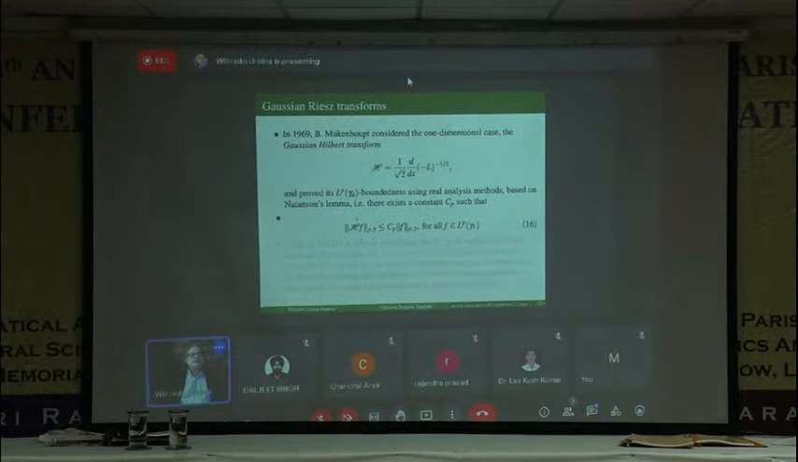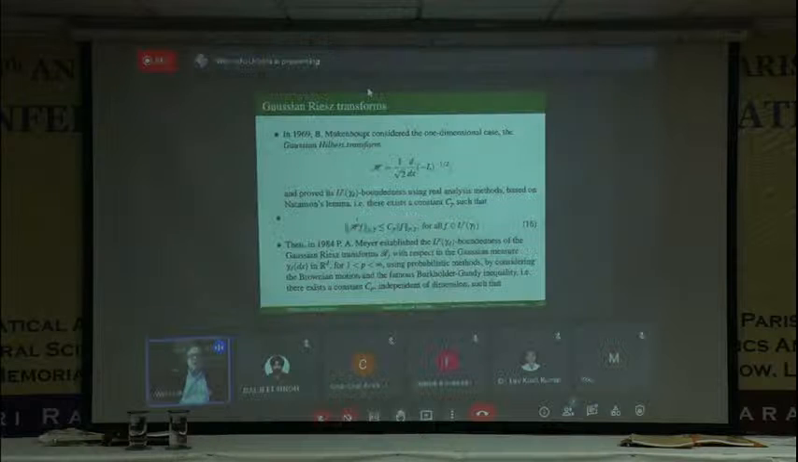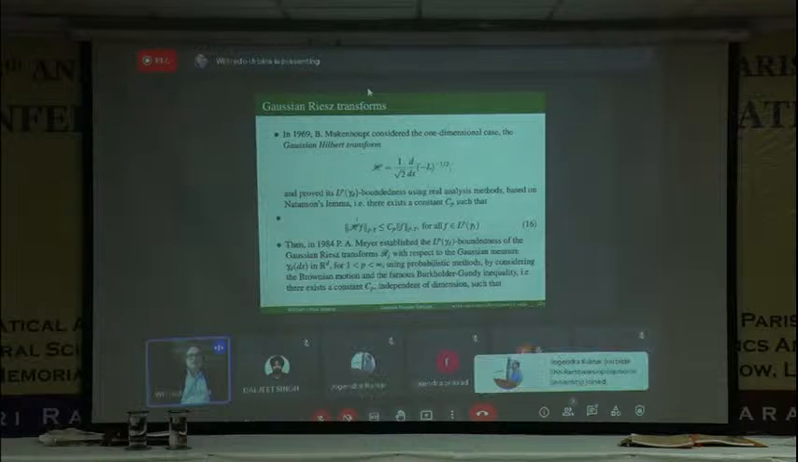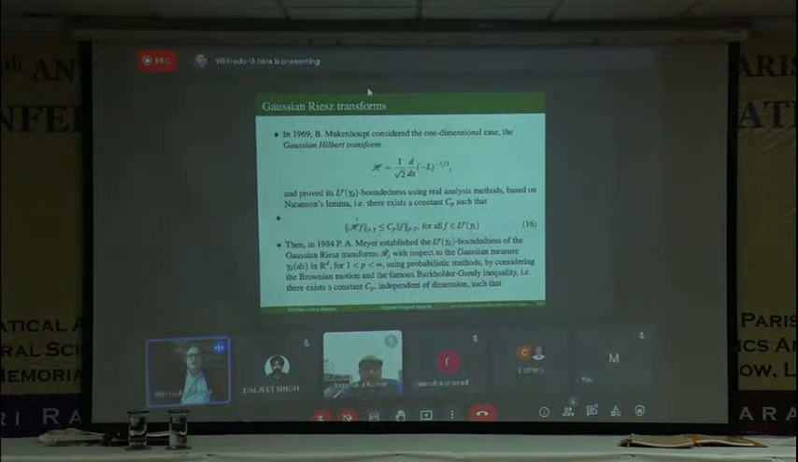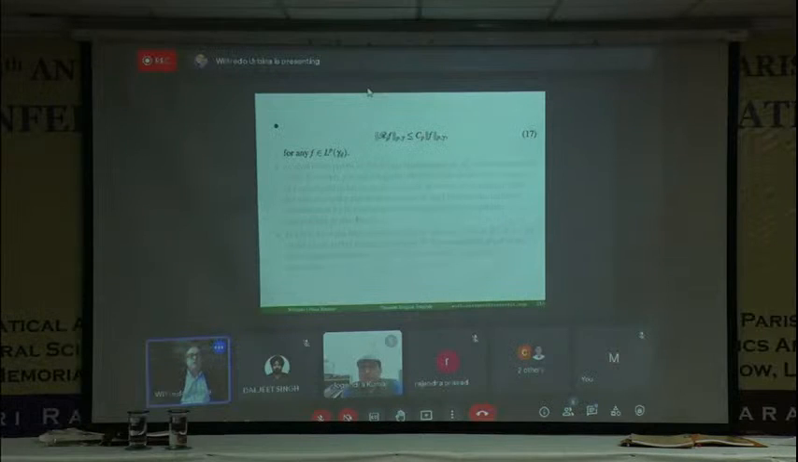And later, much later, there was a lot of activity in probability. Paul-André Meyer proved the L^p boundedness of the Riesz transform with respect to the Gaussian measure using probabilistic methods, very hard things like Brownian motion and the famous Burkholder-Gundy inequality. And using that, yes, you can prove this. One advantage of the probabilistic method is that the constant is independent of dimension.